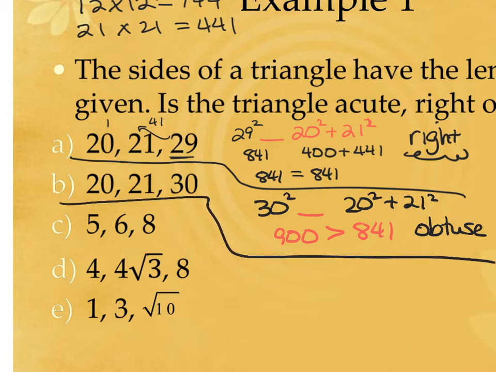Let's try the next one. Again, double check that they do form a triangle. So 5 plus 6 is 11. And then 6 minus 5 is 1. 8 is in between. So this does form a triangle.